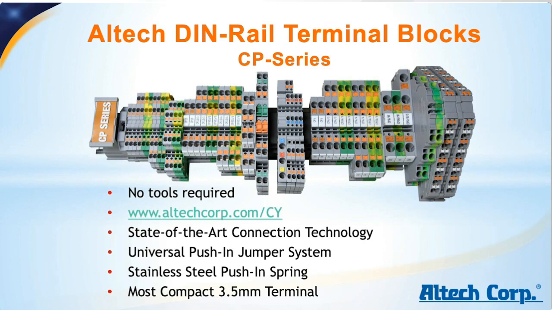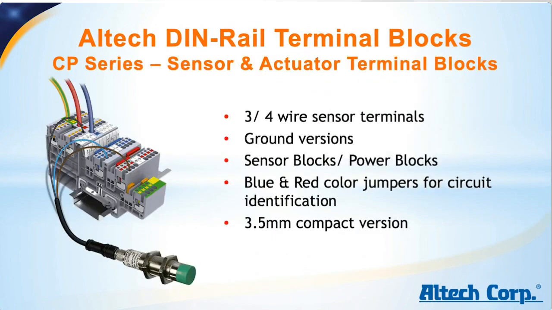And what's unique now with this series, the design of the push-in spring now allows terminal blocks to be designed very compact, very small. The smallest terminal block we have available is only 3.5 millimeters wide, and as of now, that is the most compact DIN rail terminal block currently in the industry. And this compact design I just mentioned, that's the basis for two of the block types included in the CP series. One of them you can see here on this slide.